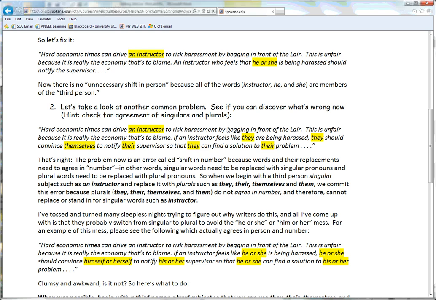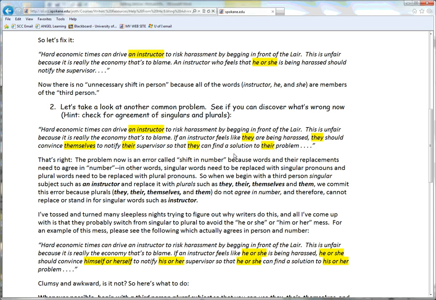I think, to both sexes. So let's say I write, "Hard economic times can drive an instructor to risk harassment by begging in front of the liar. This is unfair because it's really the economy that's to blame. If an instructor feels like they are being harassed, they should convince themselves to notify their supervisor so they can find a solution to the problem."